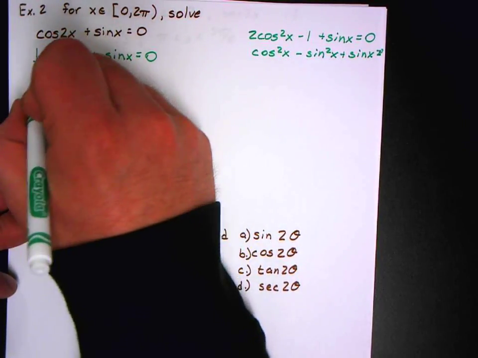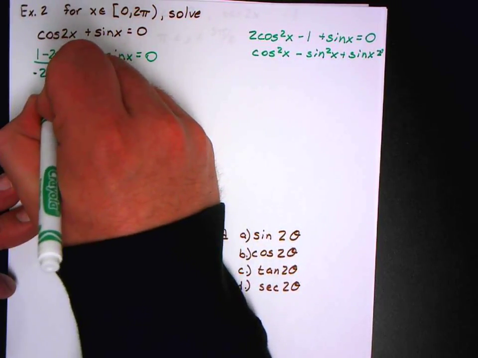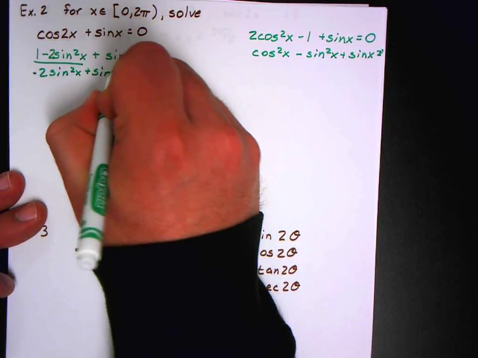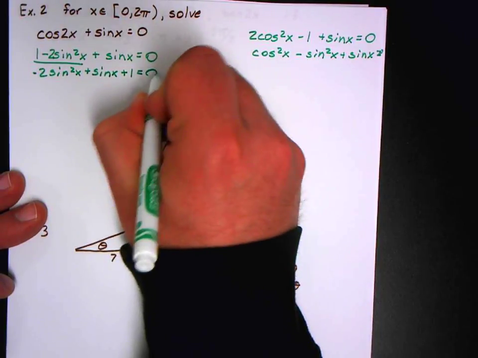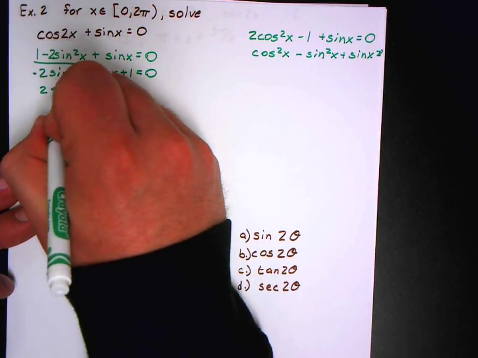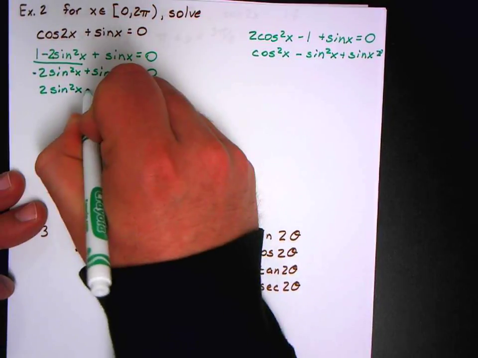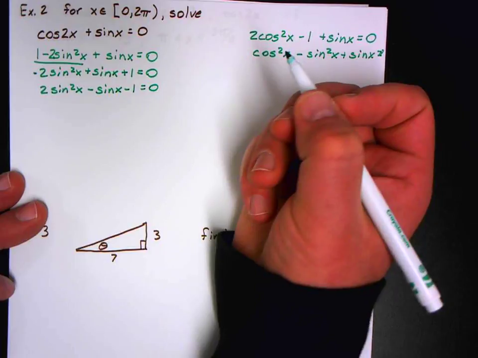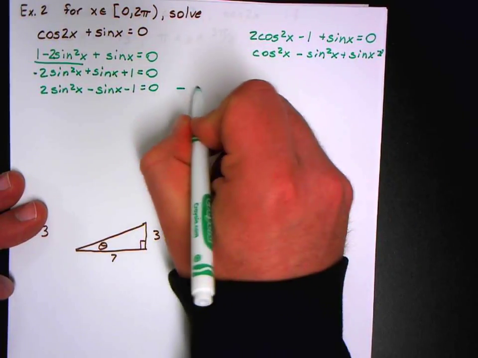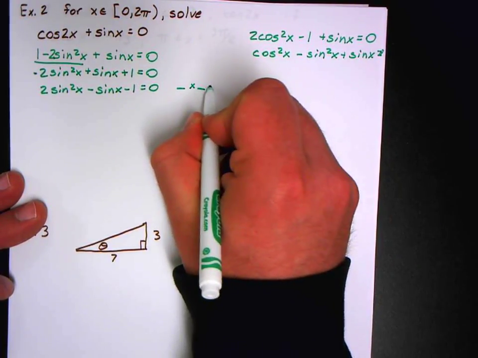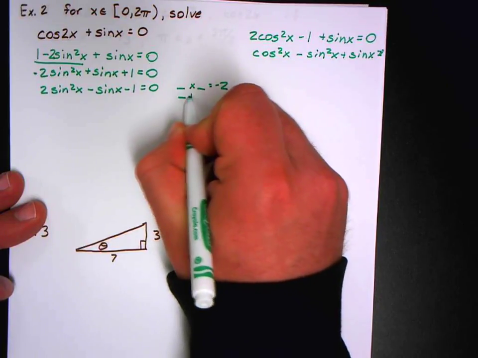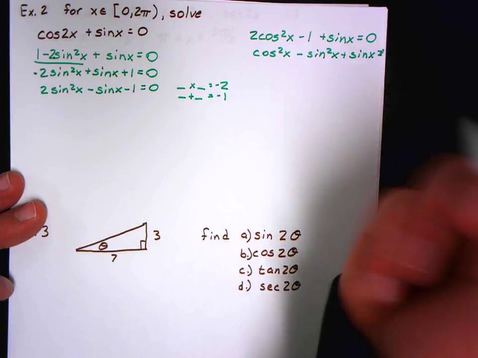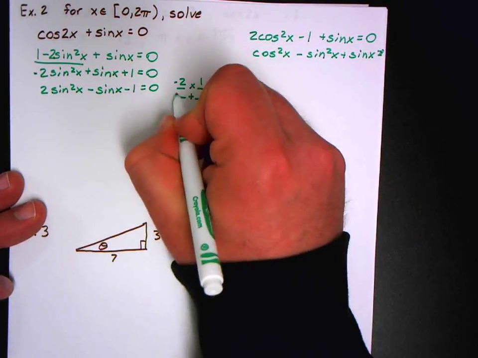Now if I rearrange it a little bit, and I'm a little bit of a factor Nazi, I don't like negatives at the front, so I'm going to divide everything by -1. Okay, so I go to factor two things that multiply to -2 and add to -1. So that would be -2 and +1.